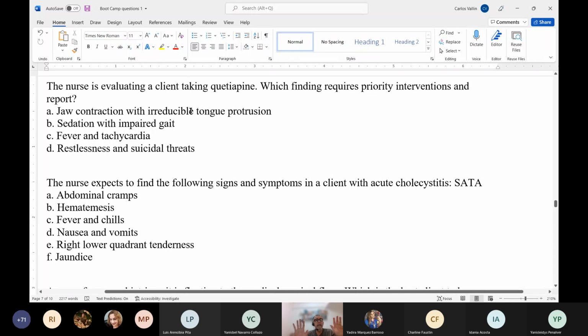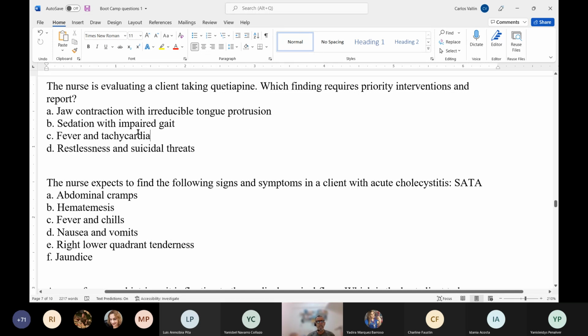This is the way that you can deal. If you have this question in your NCLEX and you don't have any idea what quetiapine is, maybe by using your common sense you can. But once I'm telling you it is an antipsychotic, which one is the worst adverse effect of an antipsychotic medication? The one that can kill the client.